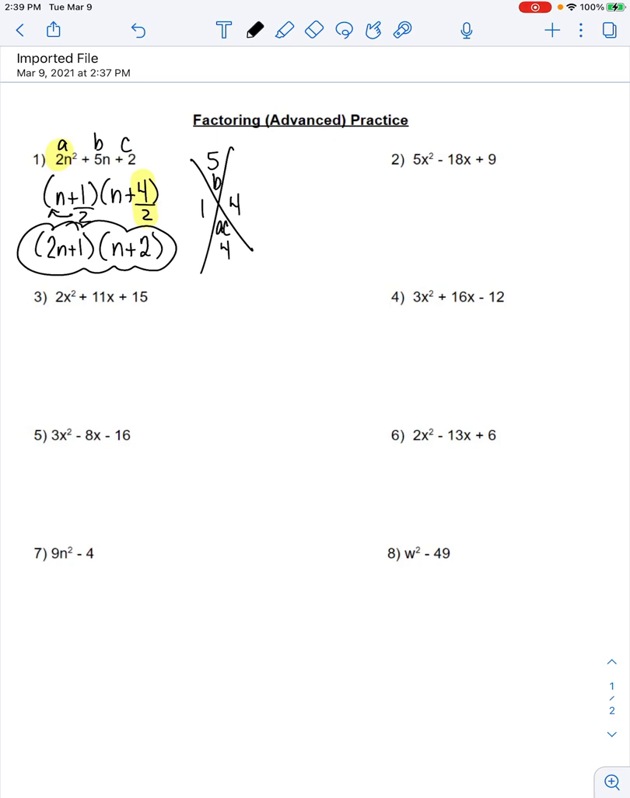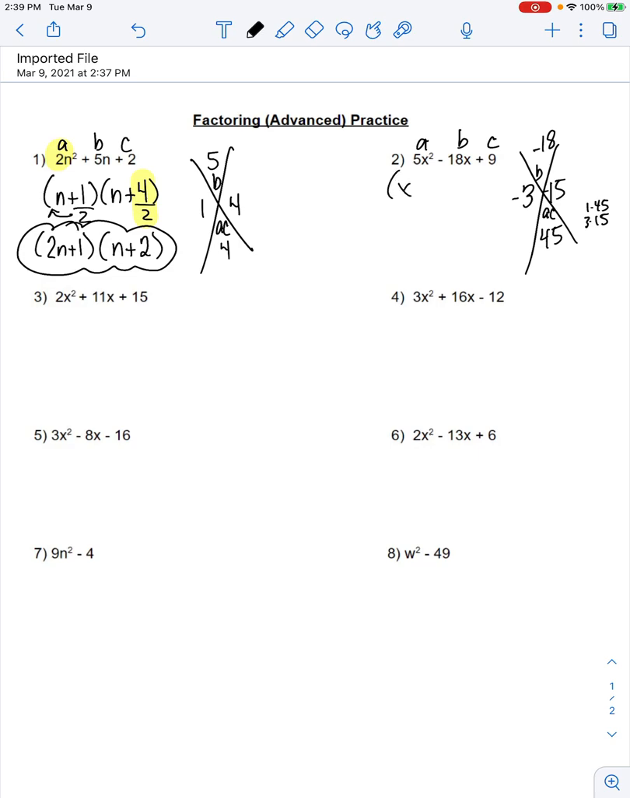Number 2. First, I don't notice a greatest common factor I can factor out, so I'll go straight to magic X. Magic X has your back, so A, B, C. My B is negative 18. A times C, 5 times 9, is 45. So let's look at our factors of 45. 1 times 45, 3 times 15, and I'm actually going to stop there because 3 times 15 gives me 45, and if I make both of those negative, that's still 45, but it adds to give me negative 18.